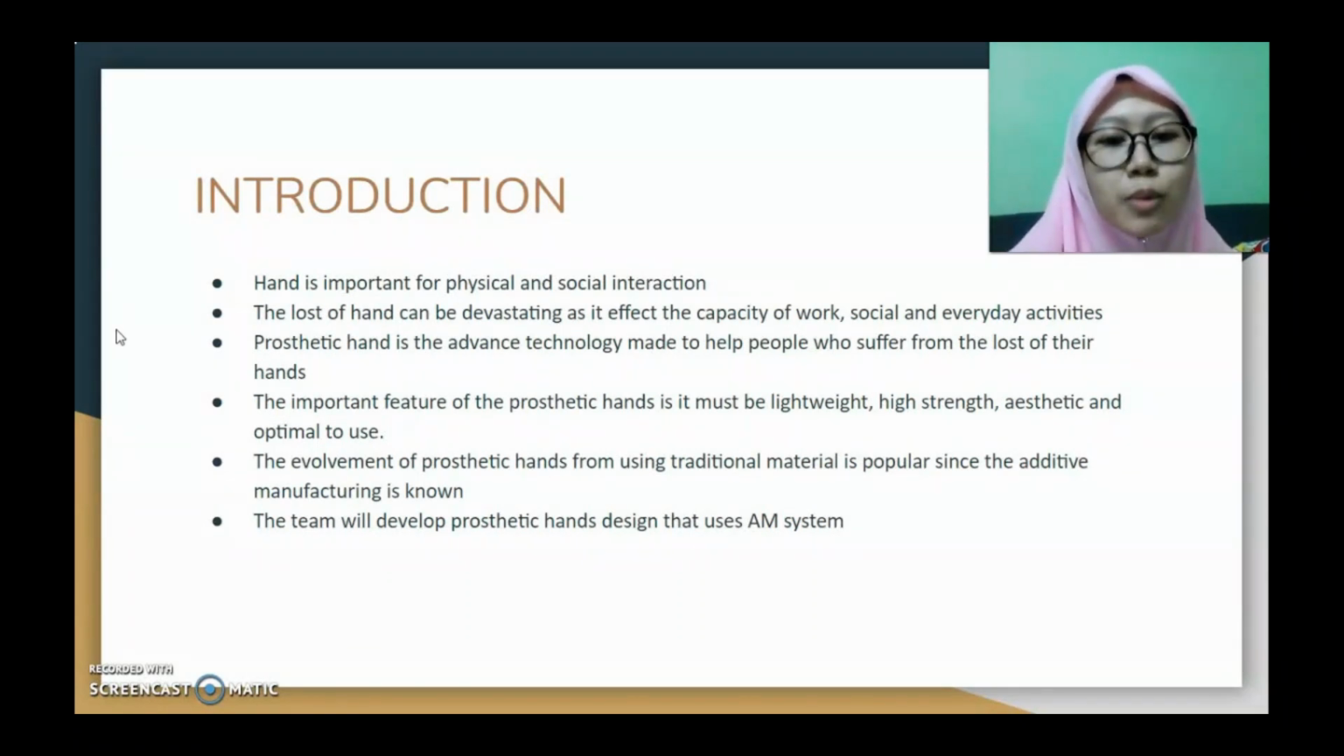The evolution of prosthetic hands away from traditional materials became popular since additive manufacturing became known. The team will develop a prosthetic hand design that uses an AM system. This project is done to understand additive manufacturing technologies and materials better, and to be able to synthesize the economic and environmental impact of the product that is designed.